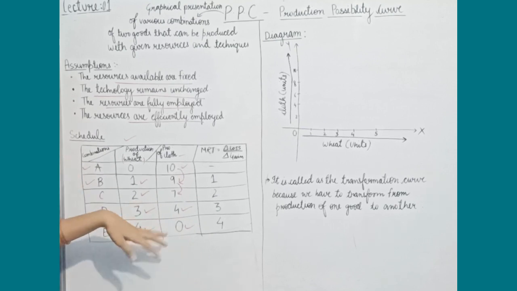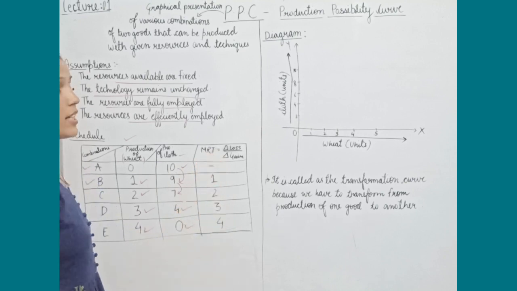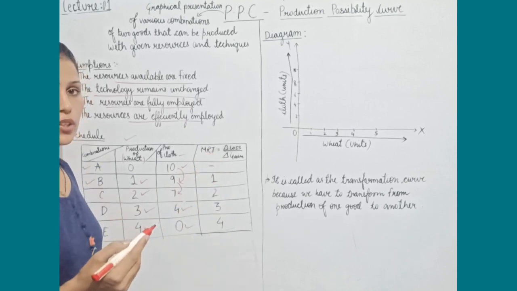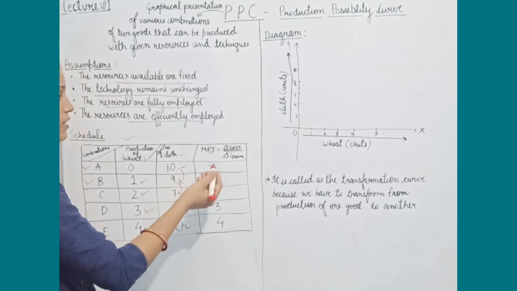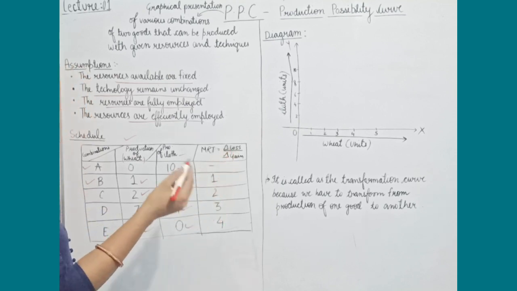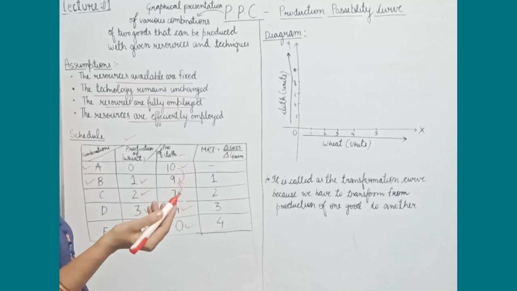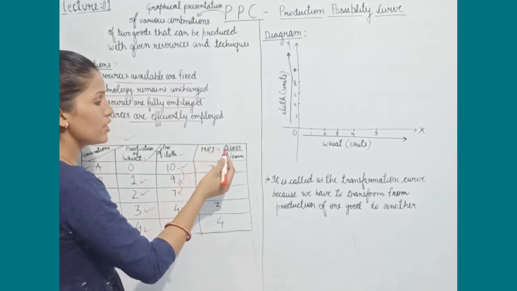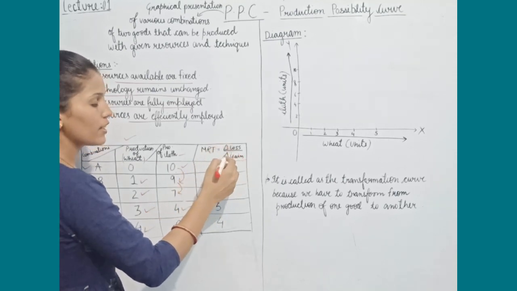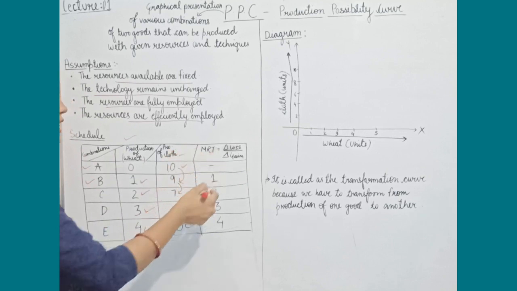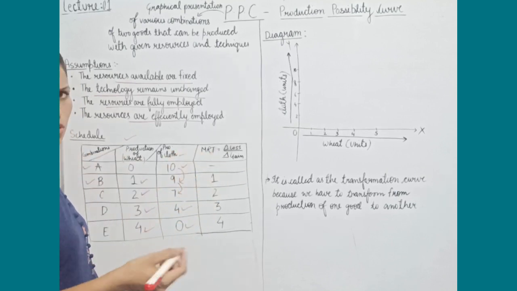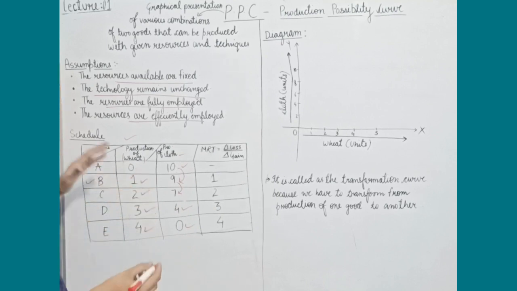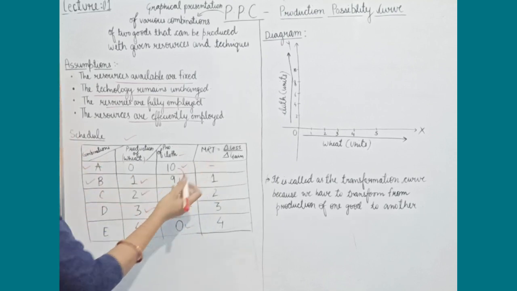Clear? So next is MRT. We have discussed that it is the ratio of the decrease in the value of one commodity with reference to the increase in the value of another commodity, like change in loss upon change in gain. This is the formula of MRT, that is the marginal rate of transformation or marginal opportunity cost. Clear? So here we will work out the MRT.